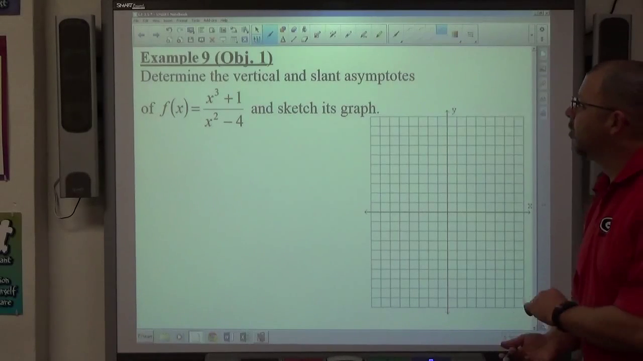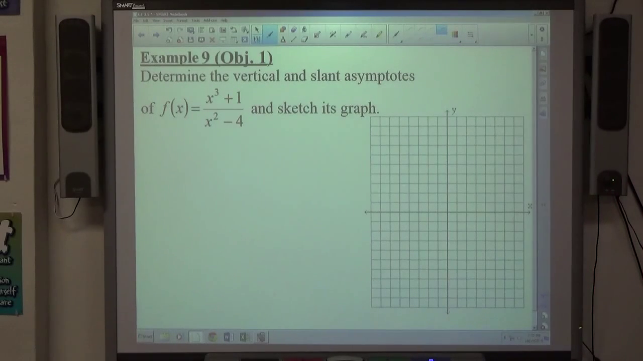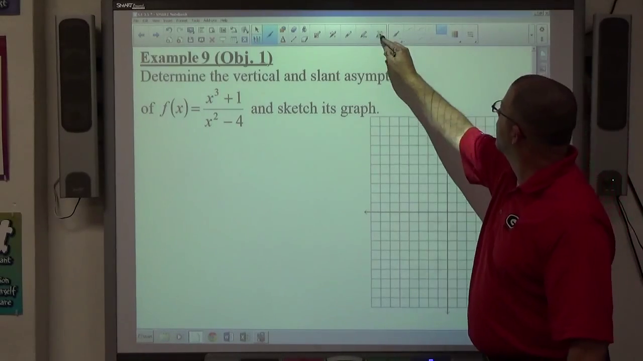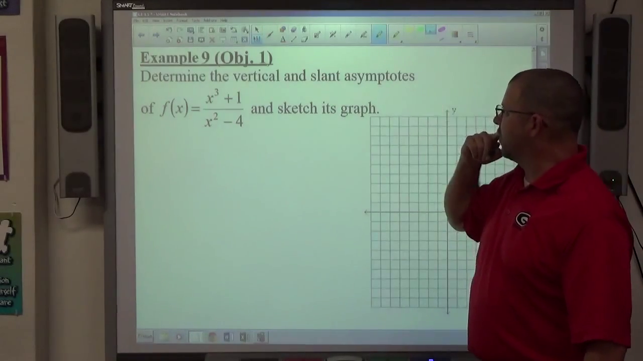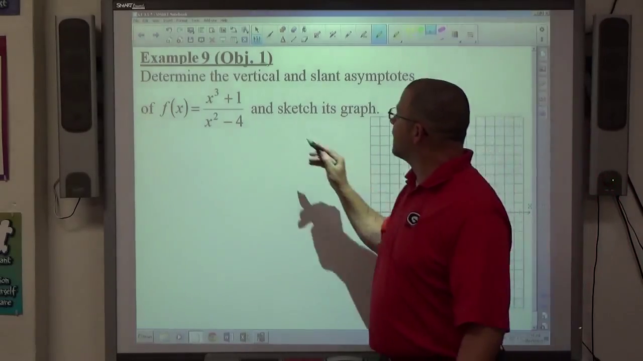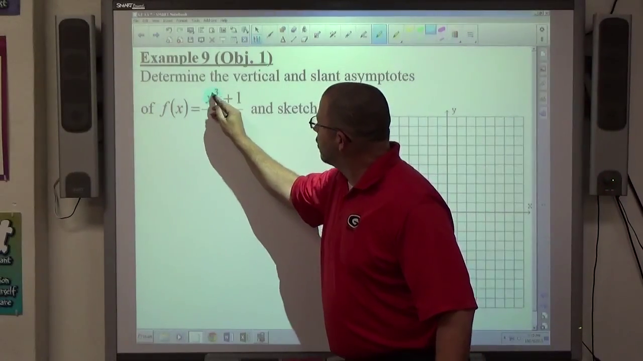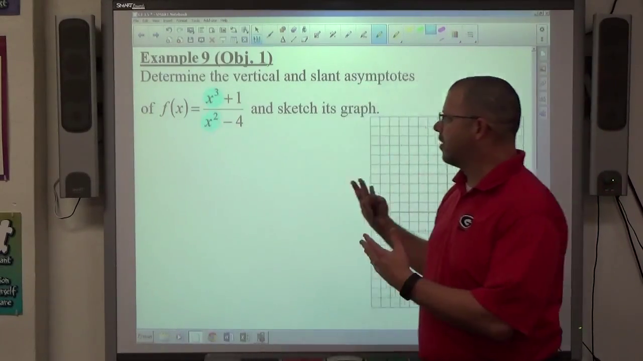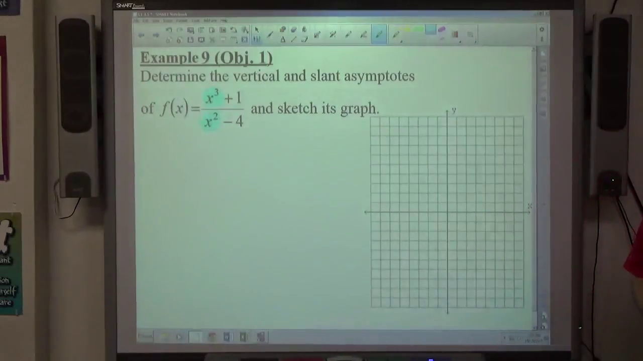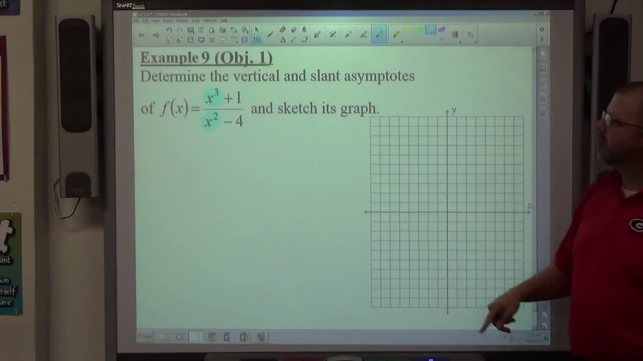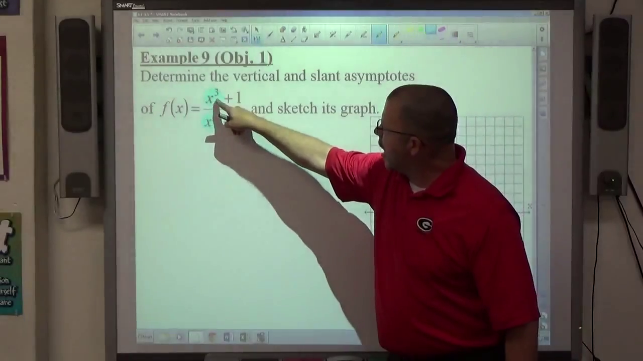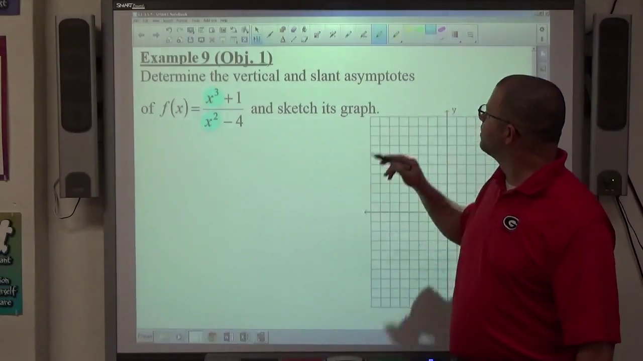Okay, example 9: determine the vertical and slant asymptotes of f of x equals (x cubed plus 1) over (x squared minus 4). Sketch its graph. It does specifically ask us for slant asymptotes, so I know for a fact it has them. But just looking at the structure of the equation, just in case the problem says sketch the graph, the reason it has a slant asymptote is that the highest power on top is exactly one more than the highest power on the bottom.